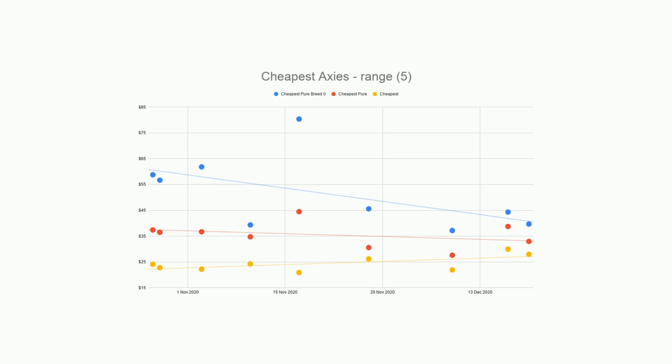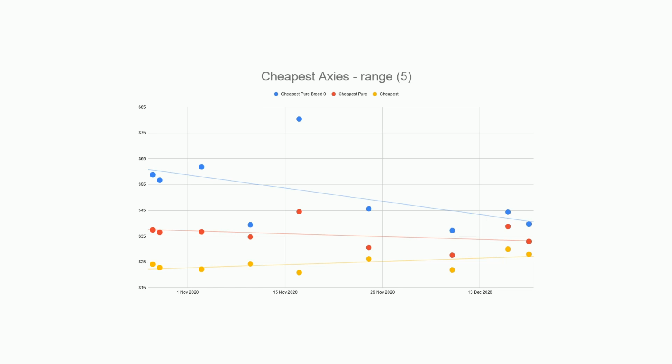So what does this graph show? This is showing the cheapest Axies. I'm basically looking at that marketplace that we looked at just now, and just taking the data, and I've converted this into dollars, obviously using the ETH dollar price on that day. So you can see here at the end of October, the cheapest Axie was just under $25. That's in yellow. This is just the very cheapest Axie that's on sale, and we can see it bobs up and down. But the trend line is up.